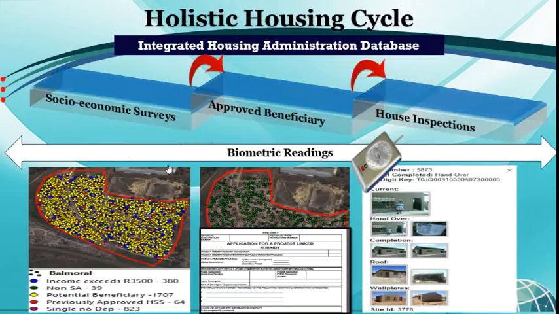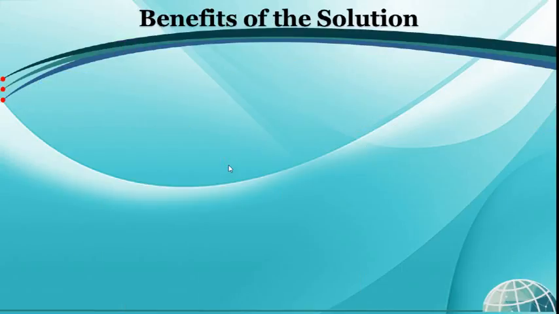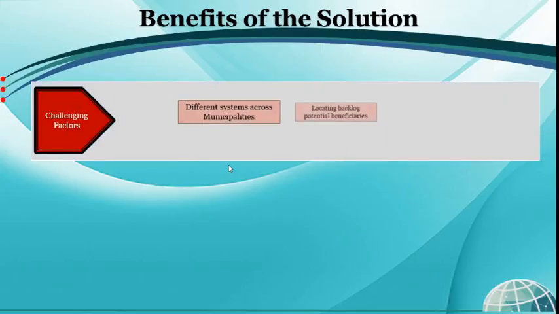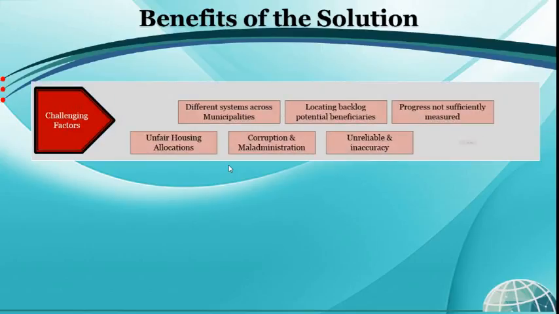This concludes the third and last step of the housing cycle, giving the department the peace of mind that the correct beneficiary was allocated to the stand and the accurate construction payments are made in relation to the actual progress on the ground.